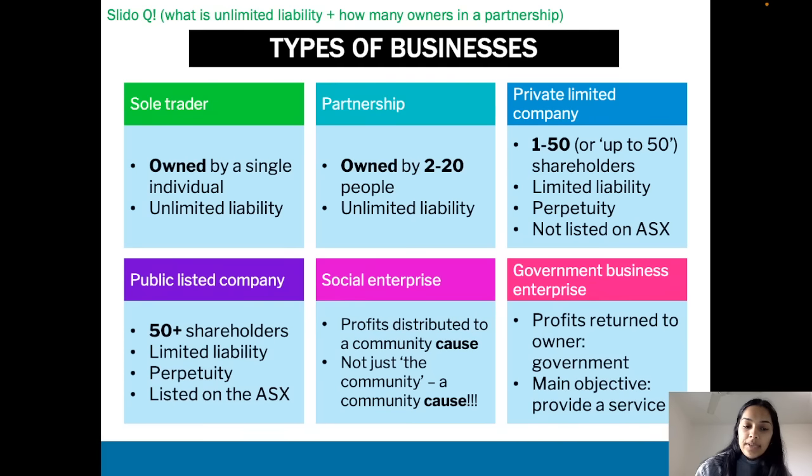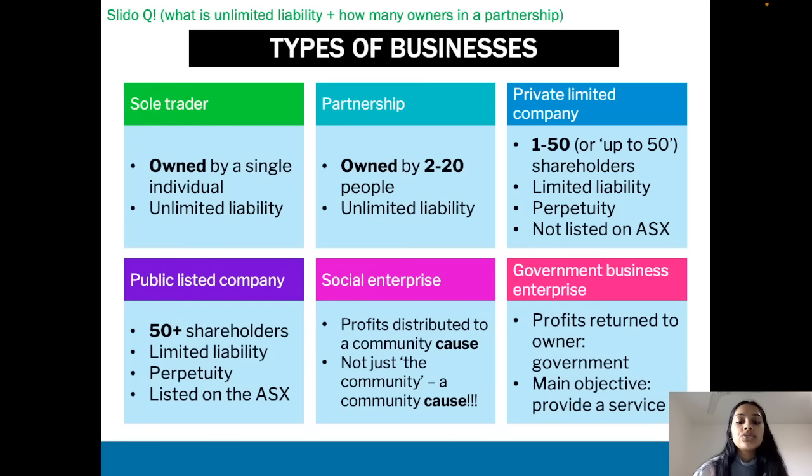Public listed companies have above 50 shareholders. Again, they have limited liability, and also have perpetuity. The difference here is that shares are available to the public and therefore they're listed on the Australian Stock Exchange. With social enterprise, profits are distributed towards a community cause. Just be careful in the way that you describe social enterprise. Don't say that they're distributed just towards the community. Be specific by saying that it's towards a community cause, so it's not just to the community in general.